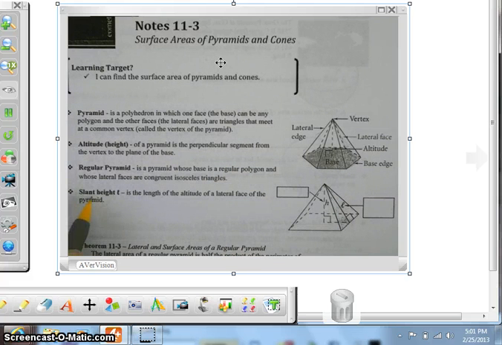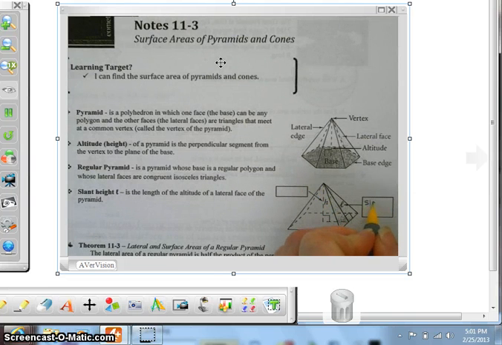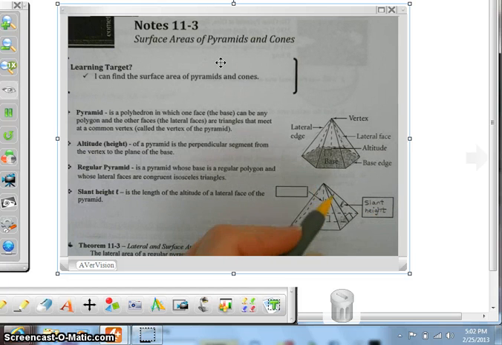I want to look at a slant height. If you take the pyramid and take a lateral face, the altitude of that triangle is called the slant height, and that's going to be very important. So the altitude of that lateral face is the slant height. The altitude of the actual pyramid is straight down the middle, as I said a moment ago. That's your height or altitude.